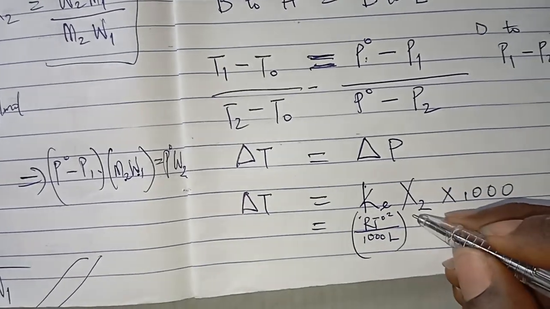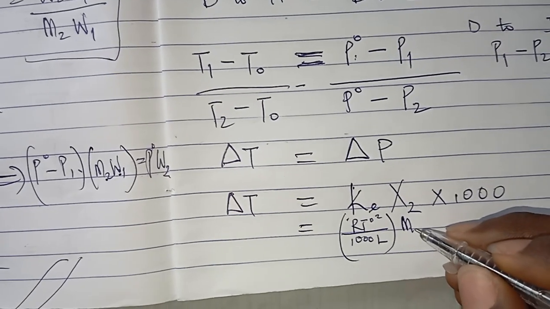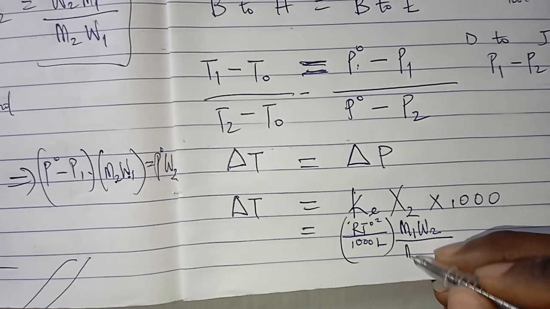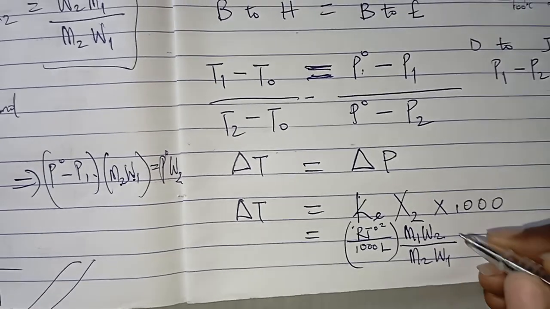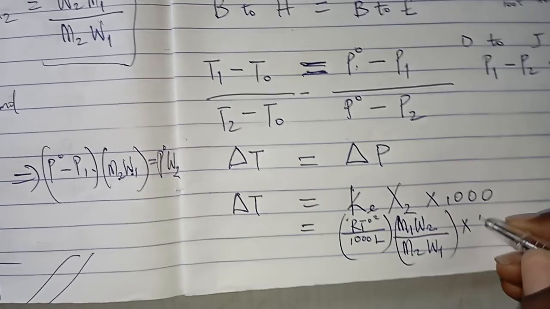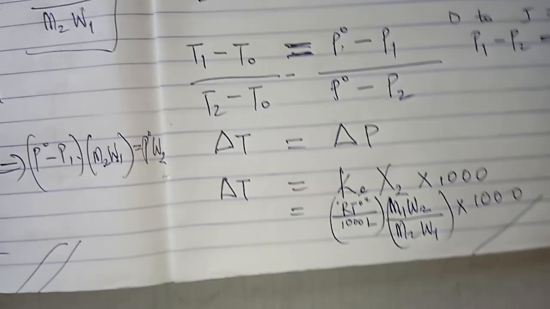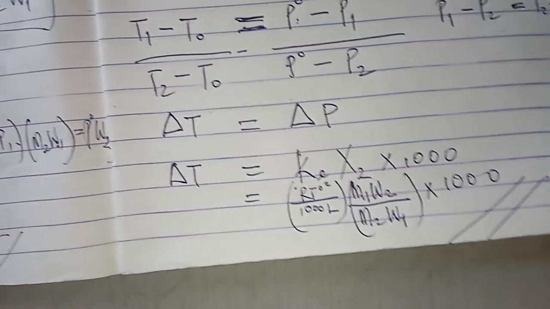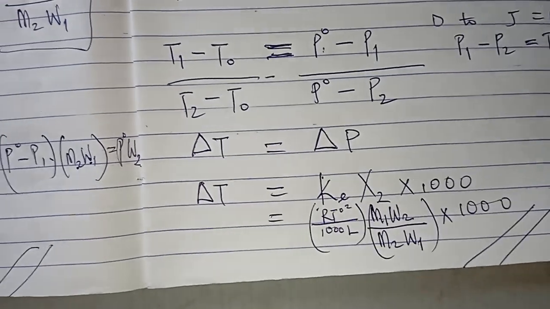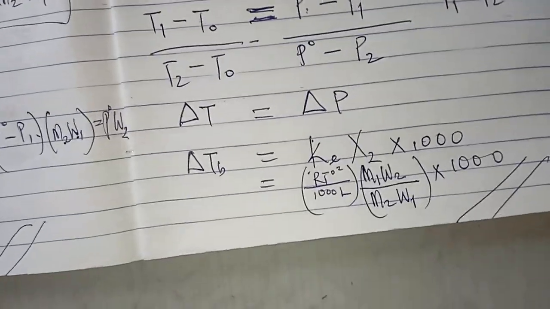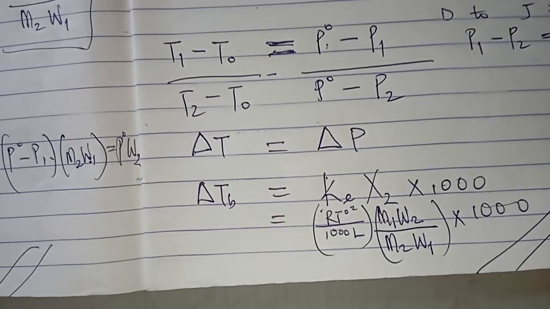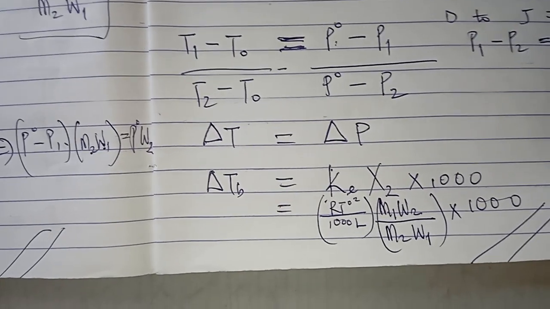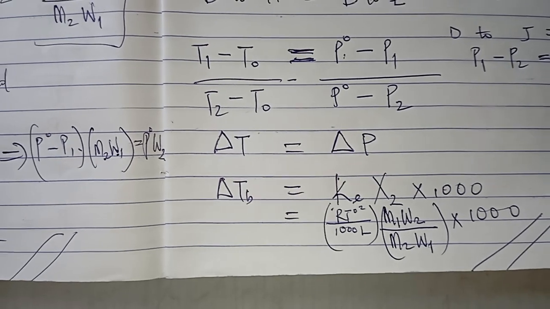Then this one is the same thing as saying M1 times W2 all over M2 times W1, then times 1000. So this is the formula for elevation of boiling point. You need to note it. This is the formula for elevation of boiling point. Very important you note it, because as we start solving questions, you will see us make use of this.